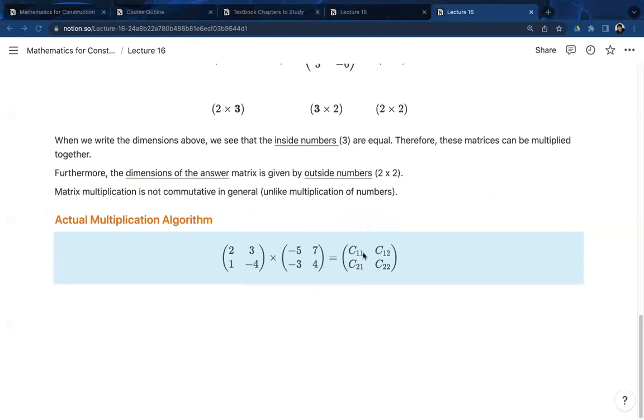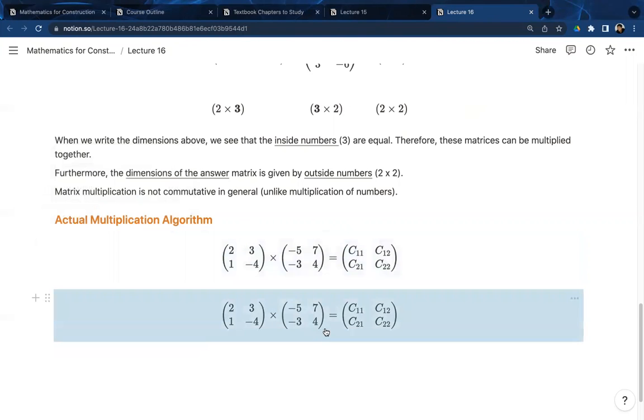So how do you get the first C11? Well, C11, that means C subscript 11. That means the first row, first column in the answer. This element here is located in the answer in the first row and first column. So we need to multiply the first row in the first matrix by the first column in the second matrix. So that will be 2 by negative 5 and plus 3 by negative 3. That's essentially what they're saying here.